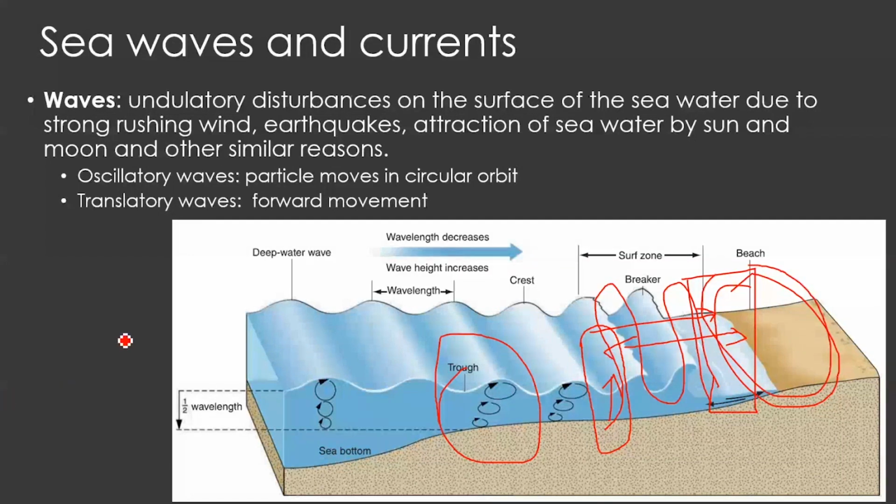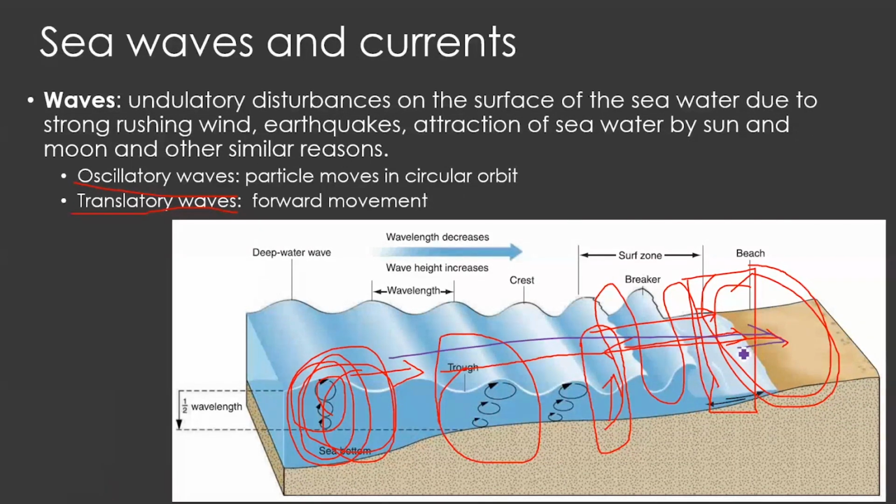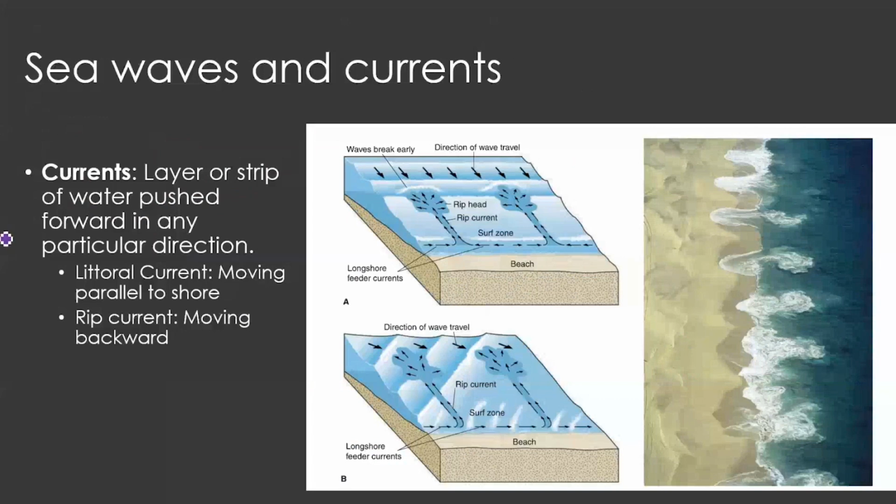Correct. So when these waves move, there are two types of movements. The first one is an oscillatory movement, where the water moves in a circular orbit, and at the same time the water moves in the forward direction. That movement is called the translatory movement. At the end, when it reaches the coast, it spreads and goes back into the sea.